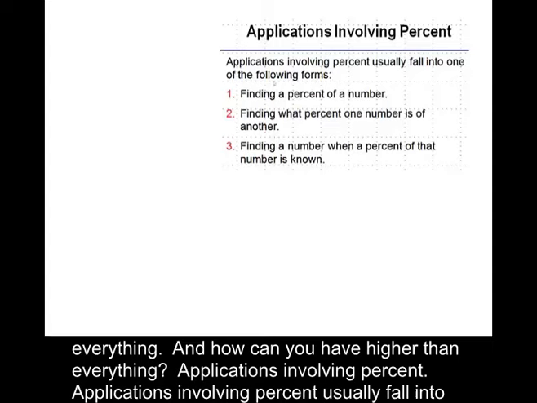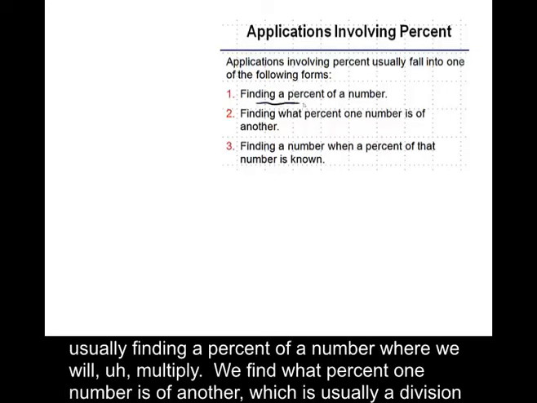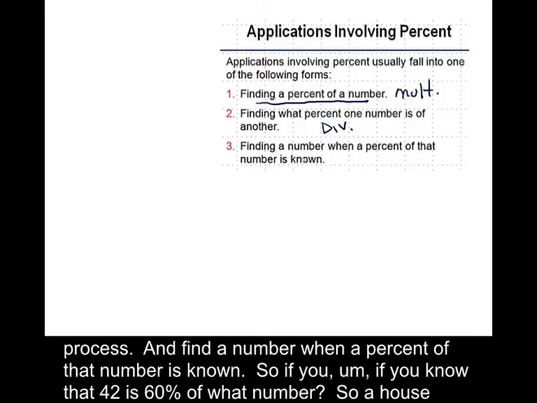Applications involving percent. Applications involving percent usually fall into three types. We're usually finding a percent of a number, where we will multiply. We find what percent one number is of another, which is usually a division process. And we find a number when a percent of that number is known. So if you know that 42 is 60% of what number?